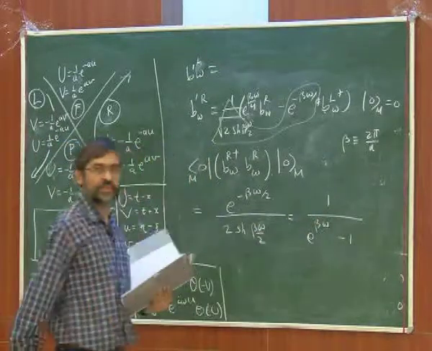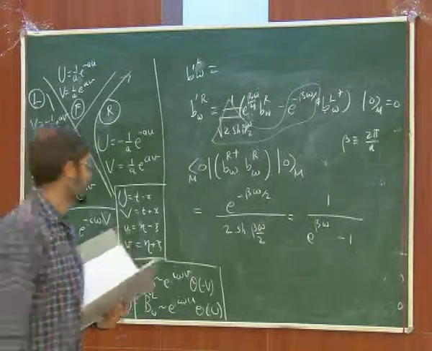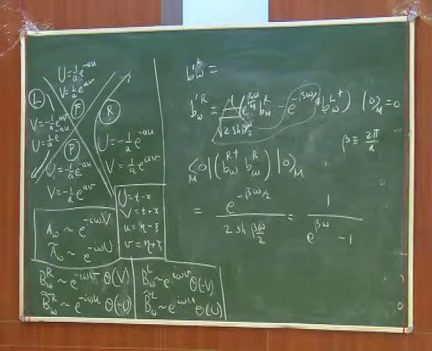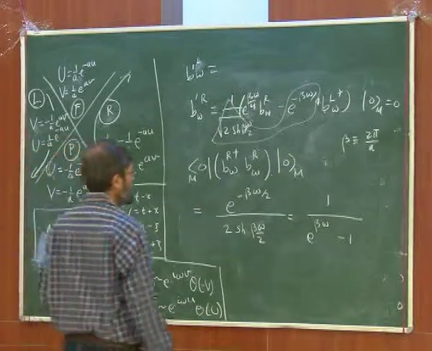and this says that indeed that was the right thing to do, because this beta now appears as the inverse temperature of the Planck distribution. This is a Bose-Einstein distribution.